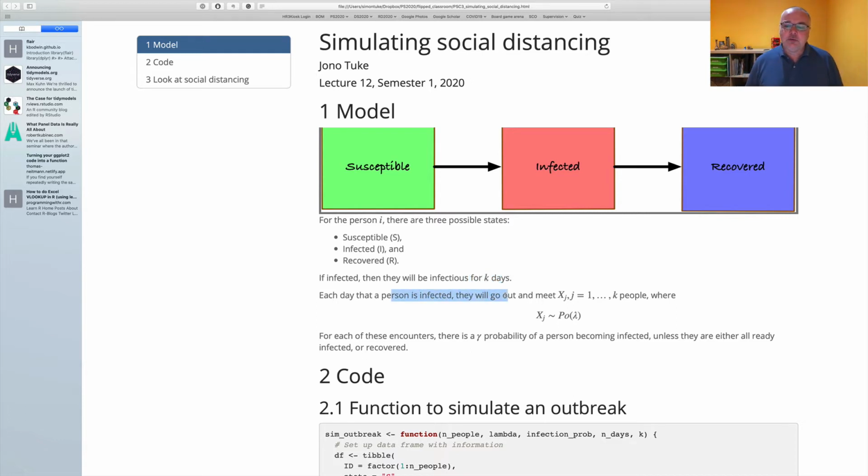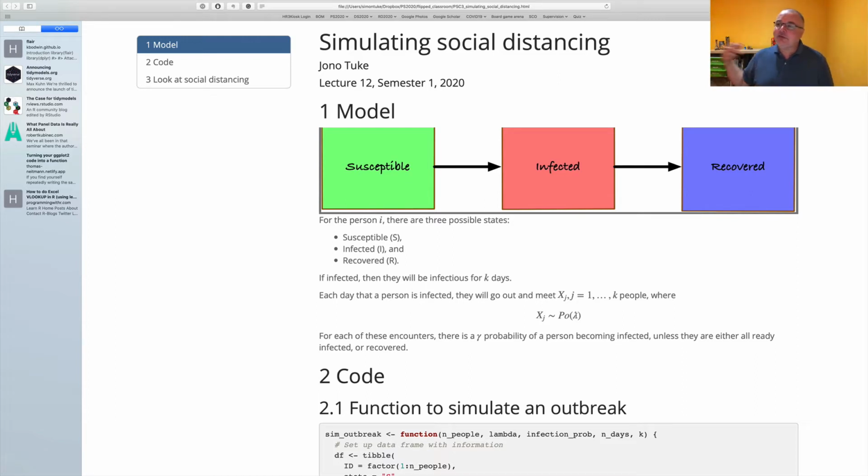But what we're going to do is say that once a person becomes infected, they're going to go out and meet altogether X_j people. It's almost like you choose randomly from a Poisson distribution the number of people you're going to meet, with a rate lambda for each person. So you get infected and you decide you're going to meet so many people each day for the time that you're infected, which is K days. Obviously as lambda gets larger, you're meeting more people, and as it gets smaller, you're meeting fewer people.